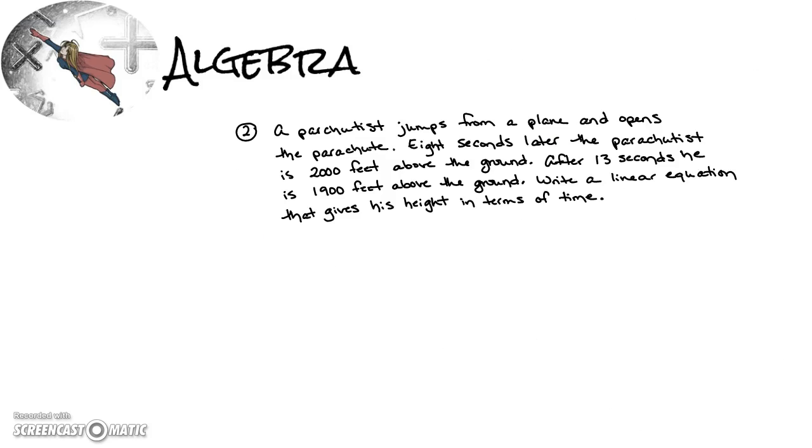So let's go on to number 2. I told you ahead of time this would be the kind where they give you 2 points. So if we start reading, a parachutist jumps from a plane and opens the parachute. 8 seconds later, the parachutist is 2,000 feet above the ground. So that is definitely a pair of numbers that goes together. And then it says after 13 seconds, he is 1,900 feet above the ground. So those two numbers go together. I just highlighted them in a different color.